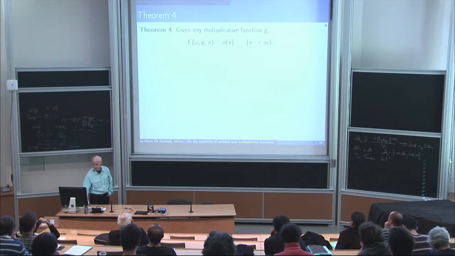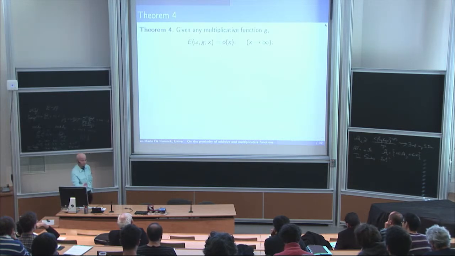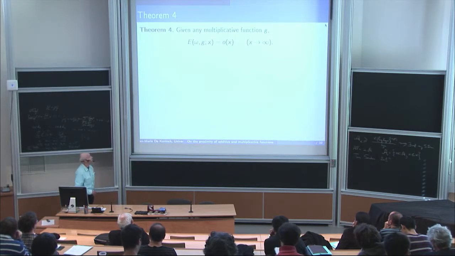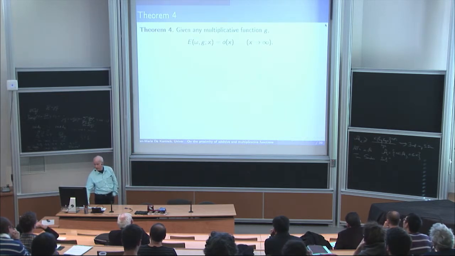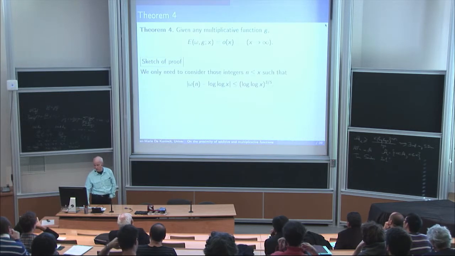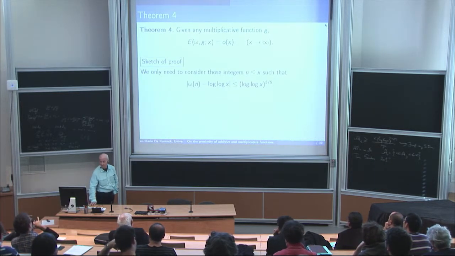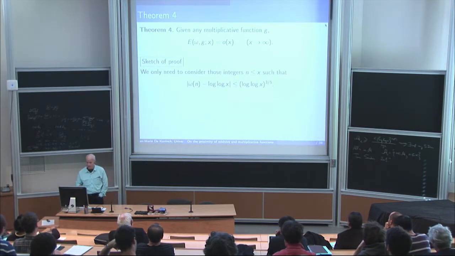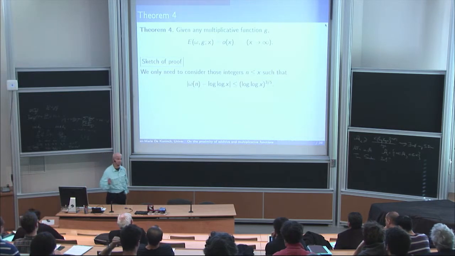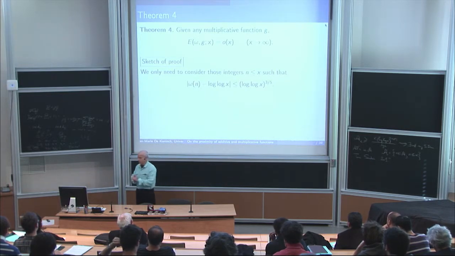And let's move to theorem 4, which says that whatever multiplicative function g you pick, it will never be equal to omega on a set of positive density. And this is the sketch of the proof. First of all, of course, we only need to consider those n's such that omega of n minus log x is smaller than log x to the 3/5. Now I'm very generous. I could take 1/2 plus epsilon, but I'll just take 3/5.